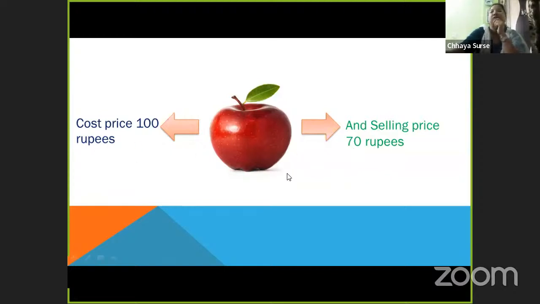So in this transaction, they got a loss of how many rupees? How many rupees loss are here? 100 rupees, 60 rupees. How many rupees loss are here?